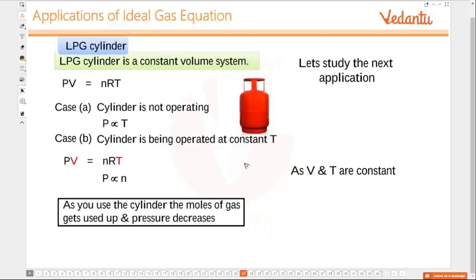Applications of gas laws: LPG cylinder. Till the time temperature remains constant, pressure also remains constant, as long as no gas is used, the number of moles remains constant. Under these conditions, if temperature remains constant, pressure would also be constant. But what happens is, as we use this, the number of moles decreases, then pressure automatically decreases. That is what happens with this cylinder. As you use the cylinder, the moles of gas get used up and pressure decreases.